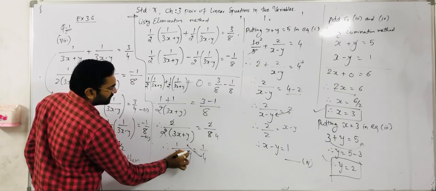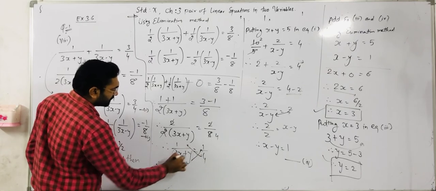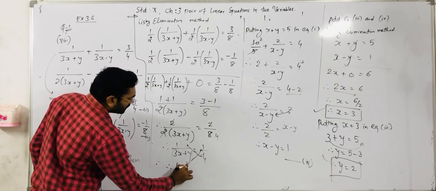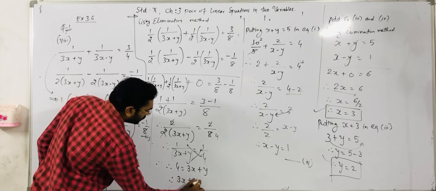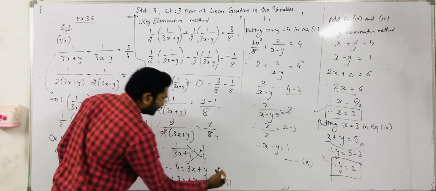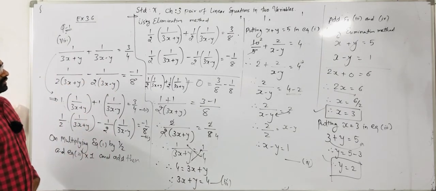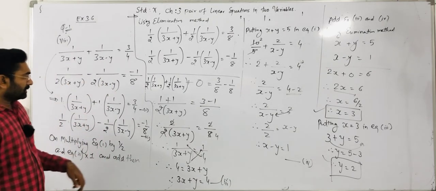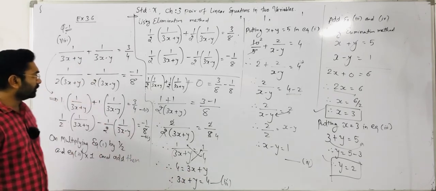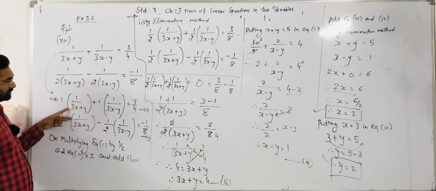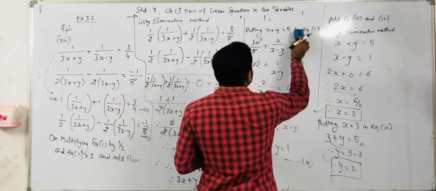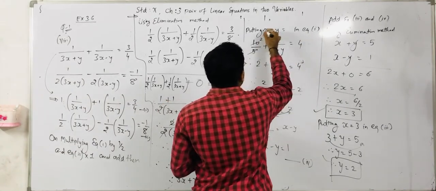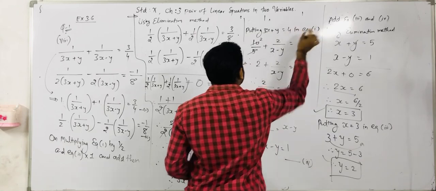The 4 is multiplied with 1, and 3x+y is multiplied with 1. So 4 ones are 4, and we get 3x+y is equal to 4, as equation number 3. Now that 3x+y is equal to 4, we have to put it in any one of the equations. Suppose we put 3x+y equal to 4 in equation number 1.